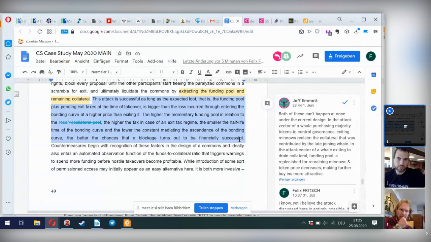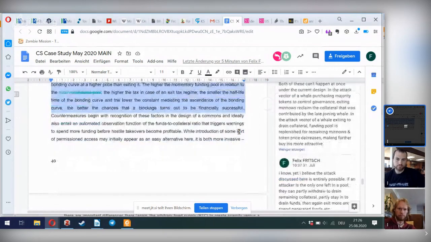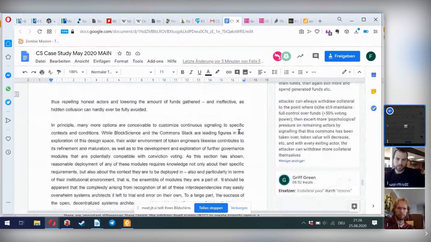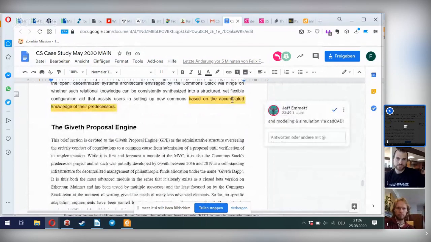The loot plus pending taxes has to be bigger than the loss that I incur through entering high and selling low. And these are things that can be observed and monitored well by the Commons dashboard. Exactly. That should be a strong warning if you get close to this condition. Yeah. Right. Okay.